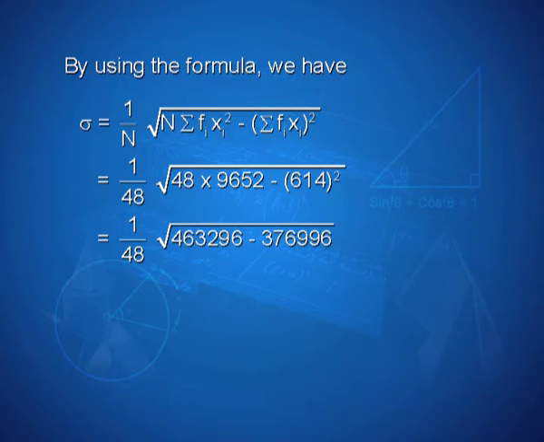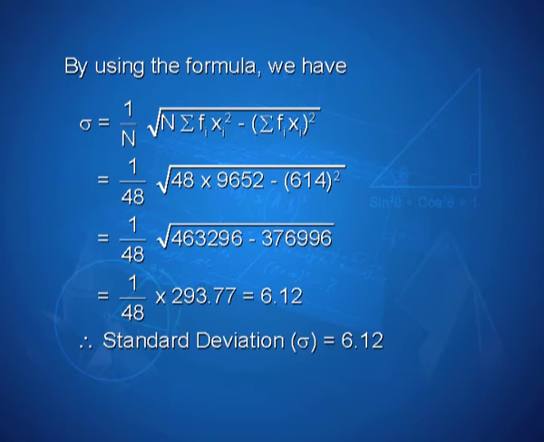That gives 1 upon 48 into positive square root of 463296 minus 376996. That gives 1 upon 48 into 293.77, that is 6.12. Therefore, the standard deviation sigma obtained here is 6.12.